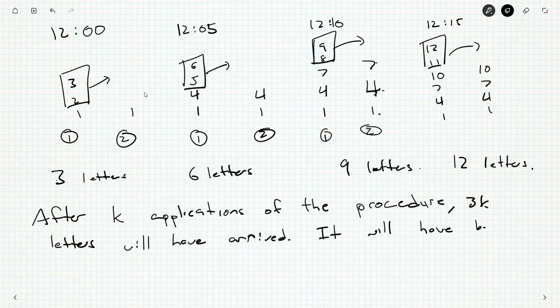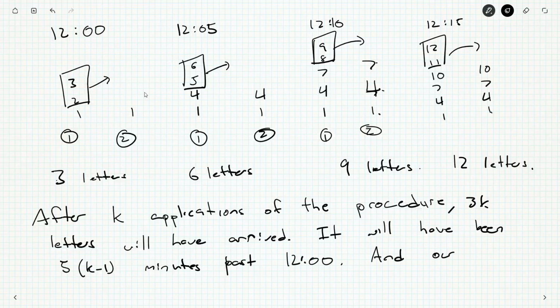It will have been 5 times k minus 1 minutes after the 12 o'clock. And our stack after step 2 will look like, and then we'll write it on the next side.